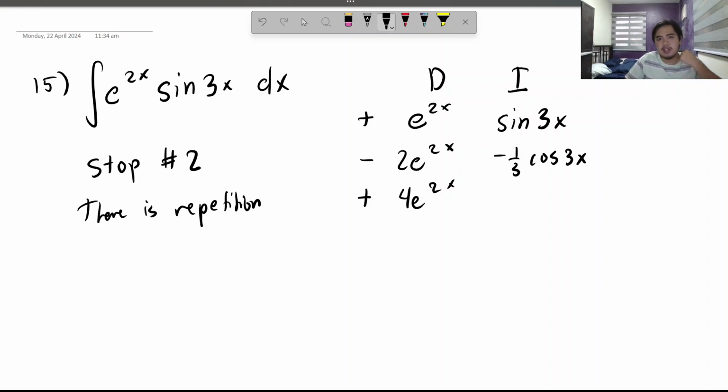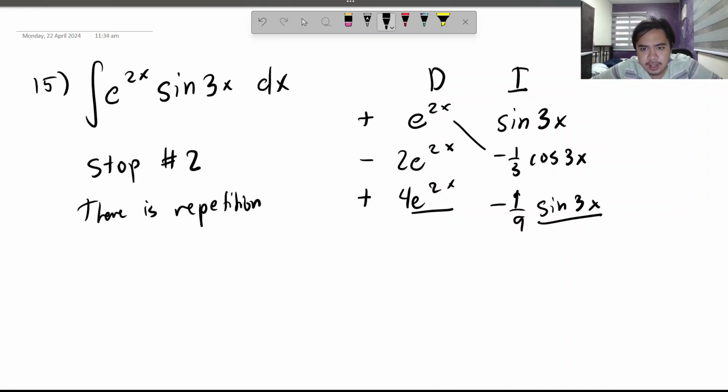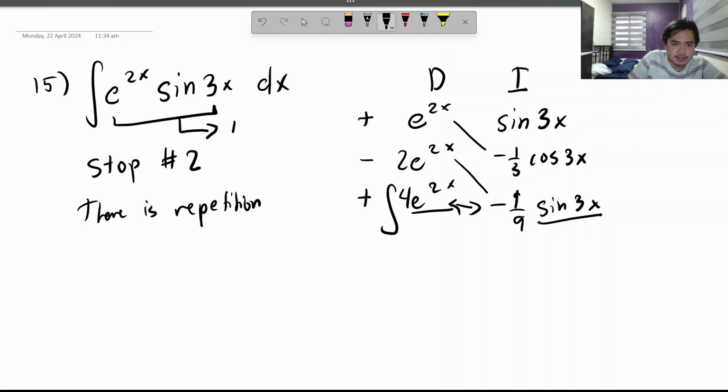You can cross-check that if you want. What is the integral of this? It's negative 1/9 sine 3x. So now, we see a repetition. E to the 2x here, sine 3x here. That's good. So, we multiply this and this, and then we set this to be the integral. This too. Alright? So, let's rewrite this. Let's write the integral as I, so it's easier to write.